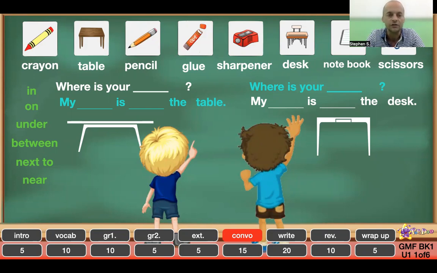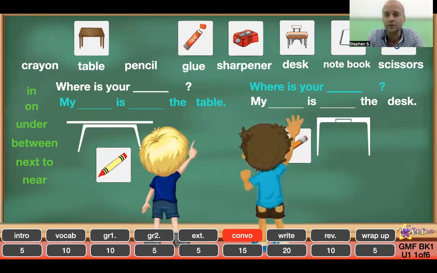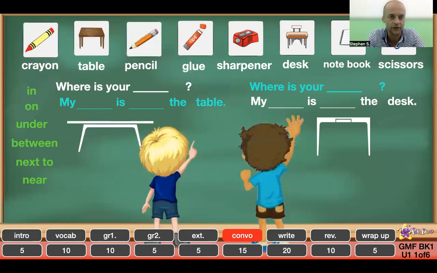Okay, so student A on the left will grab a flashcard, student B will grab a flashcard, and then student A will say, where is your pencil? And student B will say, my pencil is next to the desk. Then student B will say, where is your crayon? And student A will say, my crayon is under the table. Okay, boom, easily done.